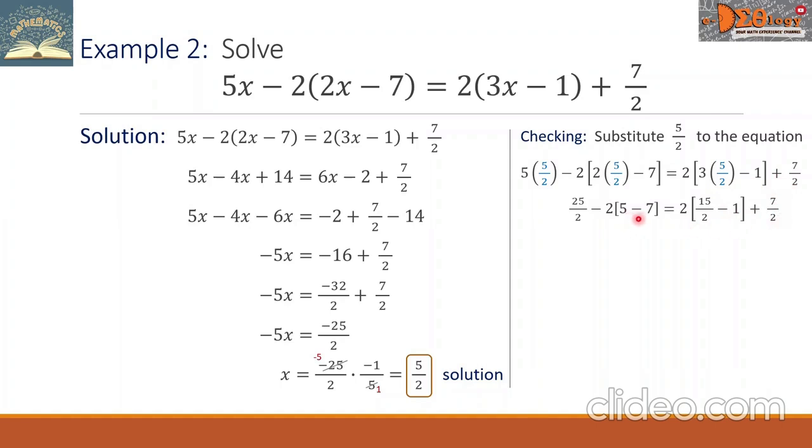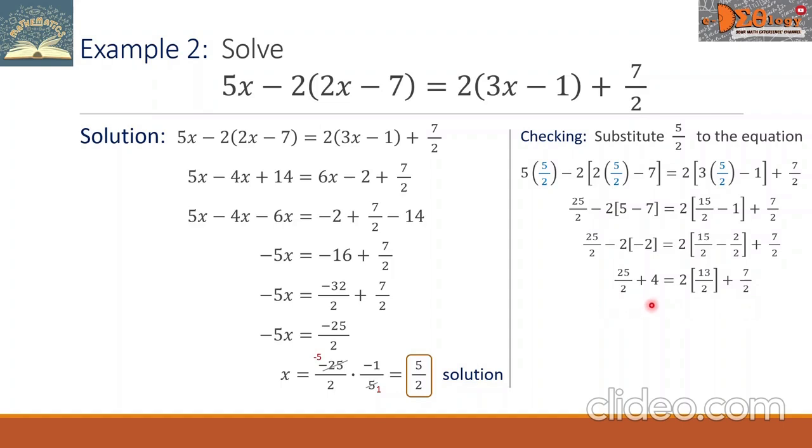We simplify this 5 minus 7 as negative 2. Then we combine this 15 over 2 minus 1. Let us show that this one is a fraction. We multiply 2 by 1, which is 2, all over the same denominator, 2. Note that this 2 over 2 is equal to 1. Let us simplify further. This negative 2 times negative 2 becomes positive 4 equals, we copy this 2, 15 over 2 minus 2 over 2 is 13 over 2, and then plus 7 over 2.